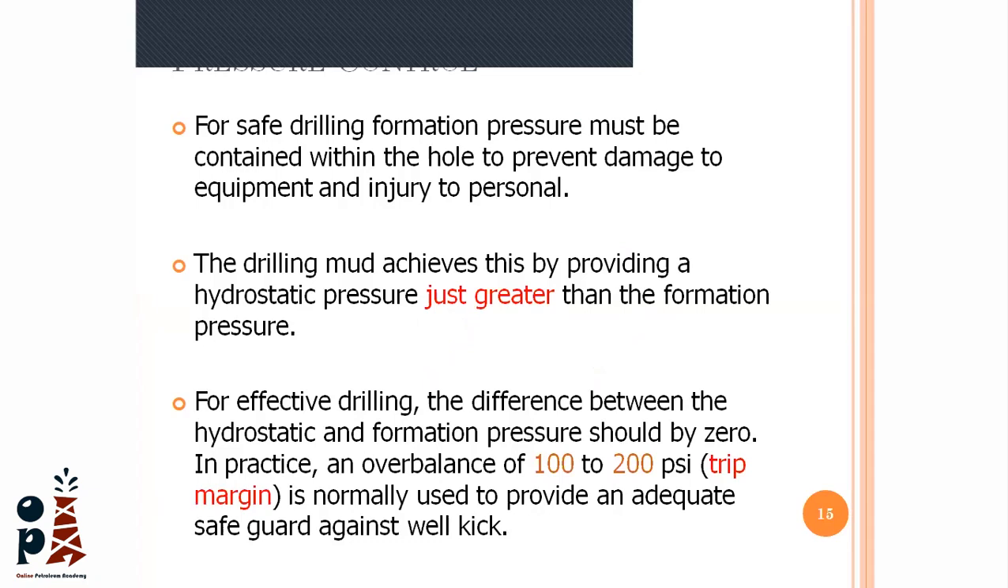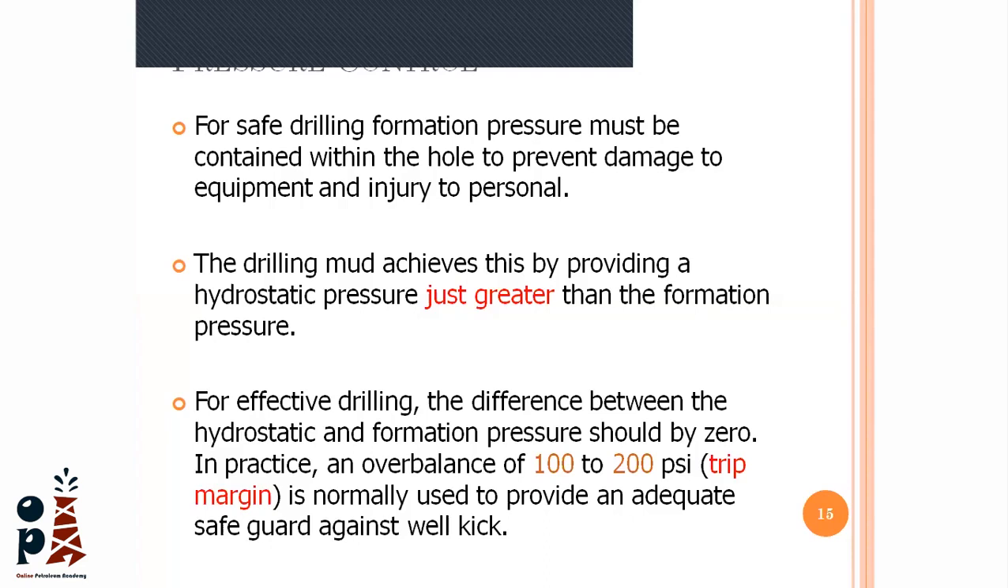We have to use hydrostatic pressure higher than the formation pressure, but lower than the fracture pressure. But what is the field usage of this concept? We use something called the trip margin. We use around, as a rule of thumb, from 100 to 200 psi as an overbalance. What is the meaning of overbalance?